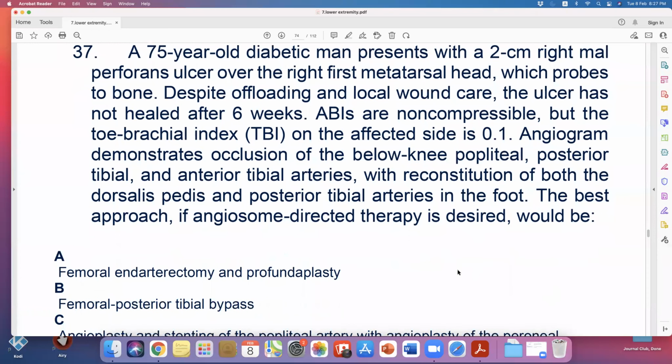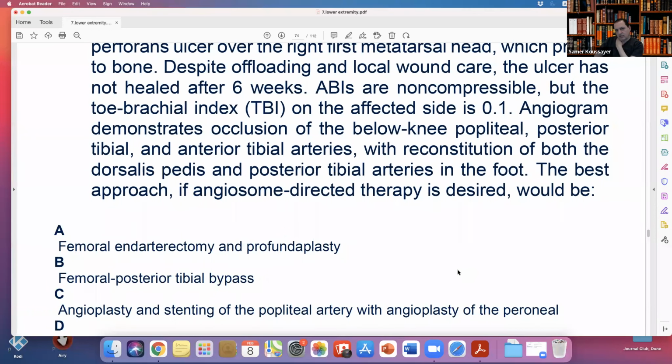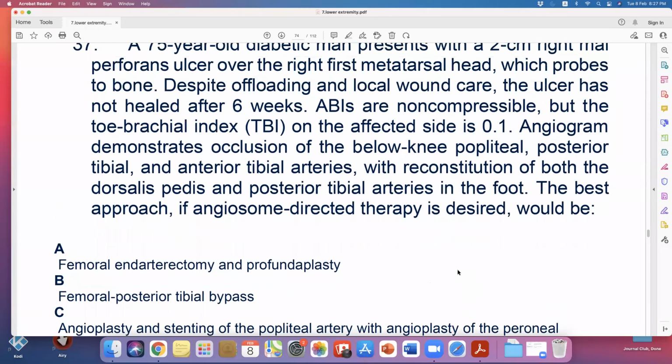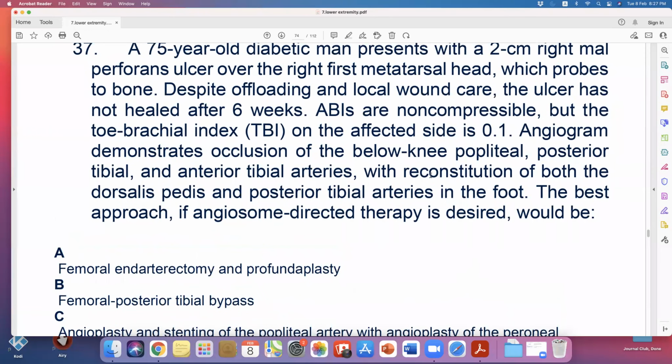The whole idea is that you want to get the blood to the anterior tibial artery. He has occlusion from the below-knee popliteal artery, so you have to presume anything above is open, because they didn't mention it. They said occlusion only of the popliteal below the knee, anterior and posterior tibial. So that means common femoral is open, SFA is open, popliteal above the knee is open, iliac and aorta are open, because otherwise they would mention it. Let's see what options they give us.